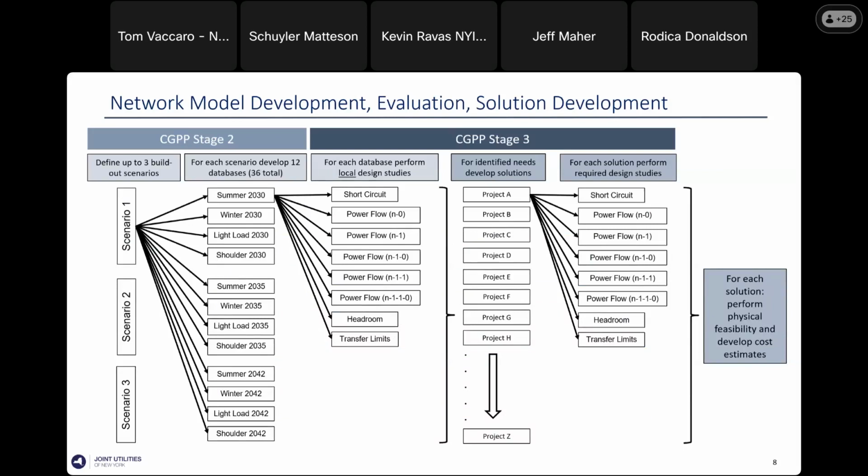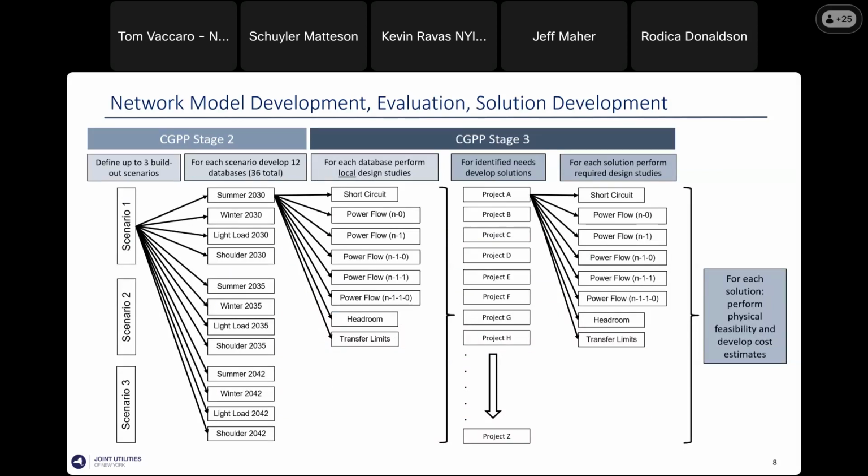So you see stage 2 on the left, I think kind of gave us this graphic, so thank you over there. But this opened my eyes to a lot of this. You see stage 2, we're building out for the 3 scenarios. Each one, we have to develop 12 databases, so 36 in total. That's one database for each season, the summer, winter, light load, and shoulder seasons. And then for each of those, a database for each model year that we just discussed.